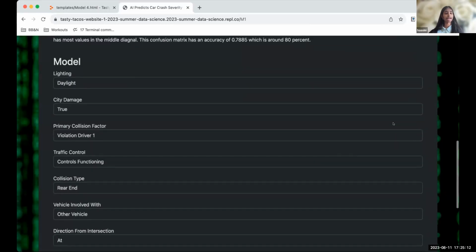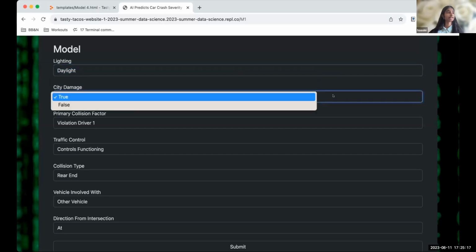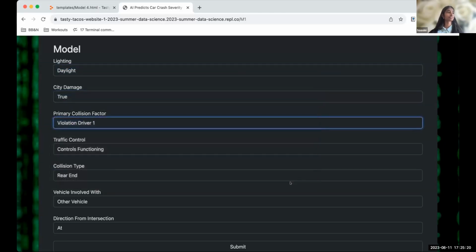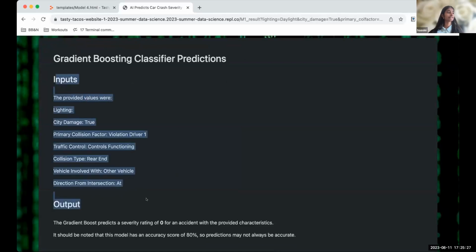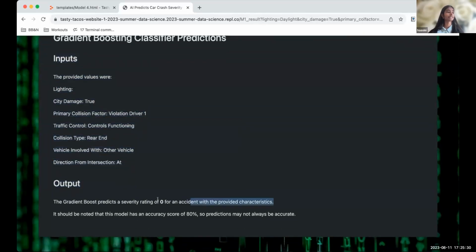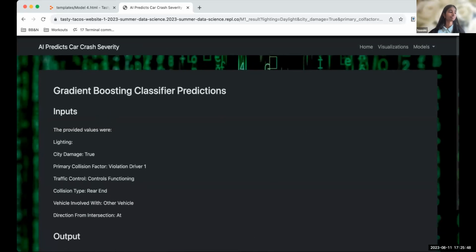My model is below, and as you can see, each input has a drop-down menu with different options. And as you click the submit button, you get redirected to a results page, which shows the inputs that were provided and the output. It says the gradient boosting classifier predicts a severity rating of 0, which means that no injury was sustained from the inputs given. And it also has a disclaimer noting the accuracy score of about 80%, showing that the predictions aren't always accurate. And this results page is around the same for all the rest of the models.